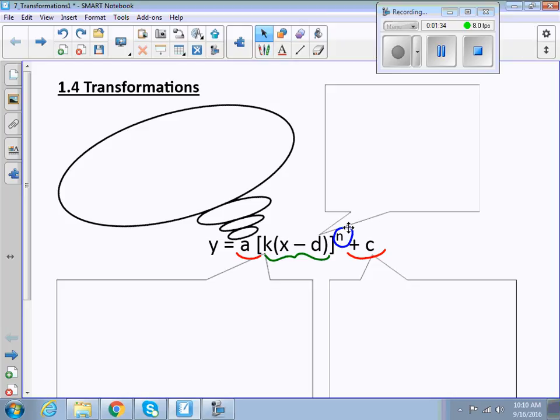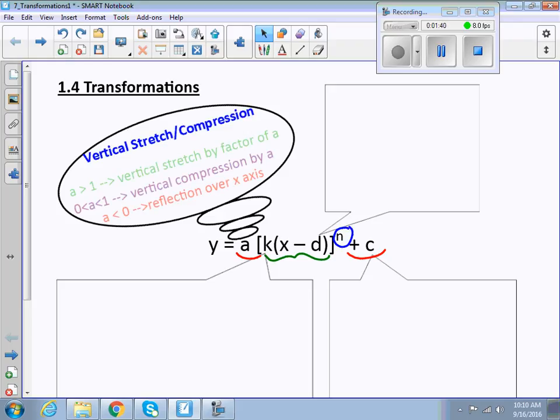So a is, as we all know, a vertical stretch or compression. If the value of a is greater than 1, we have a vertical stretch by a factor of a. If the value of a is between 0 and 1, then we have a vertical compression by a factor of a. And if a is a negative value, it has a negative sign in front of it, then you have a reflection over the x-axis.